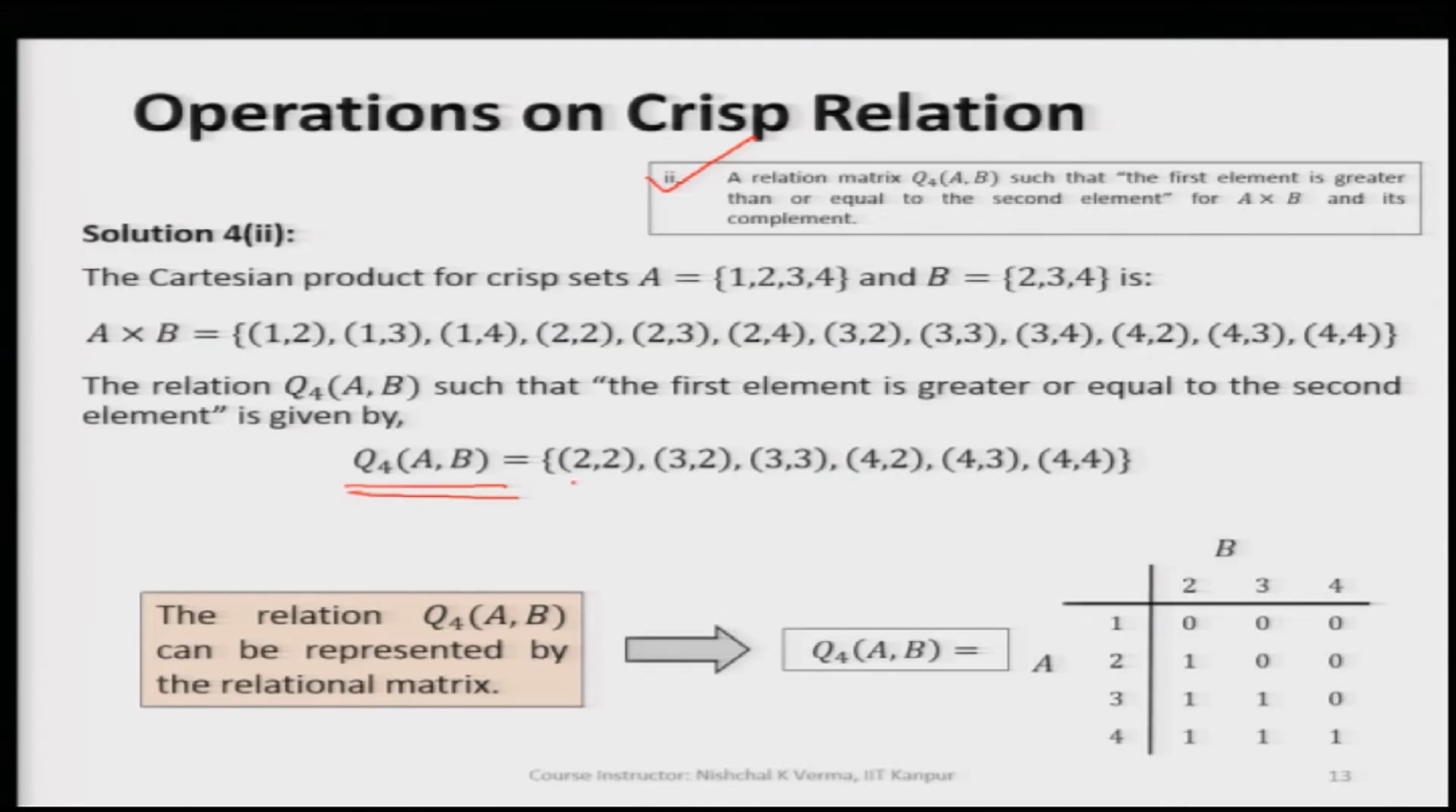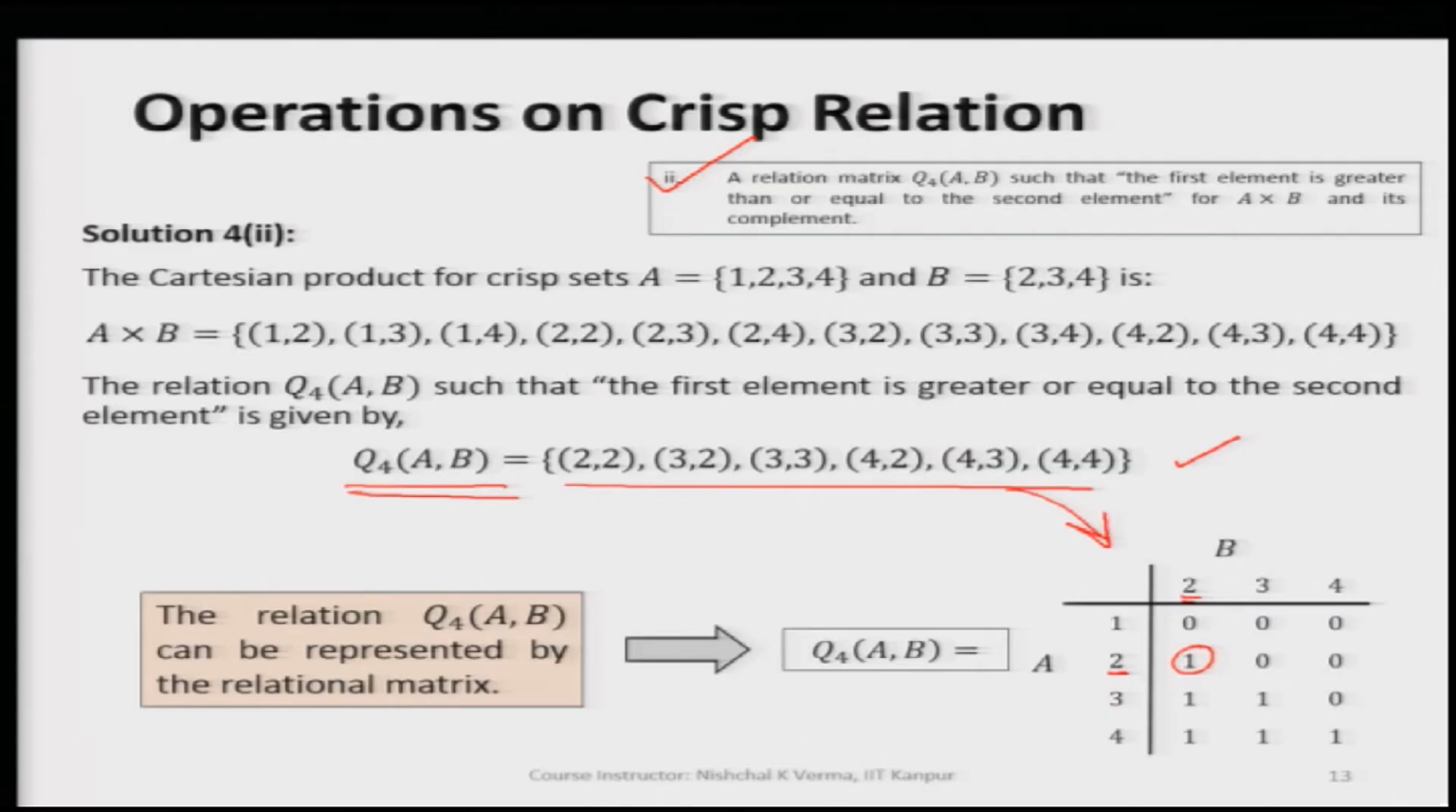We have collected here all those elements which follow the condition stated, that the first element is greater than or equal to the second element, like 2 2, 3 2, 3 3, 4 2, 4 3, 4 4. All these have been included. The same can be represented by the relational matrix. We can see that we have a few ones and a few zeros. The pairs that exist here, like from A 2 as the element and from B 2 also as the element, both form the ordered pair in Q4 of A comma B.